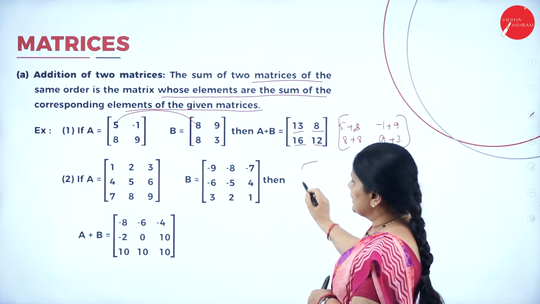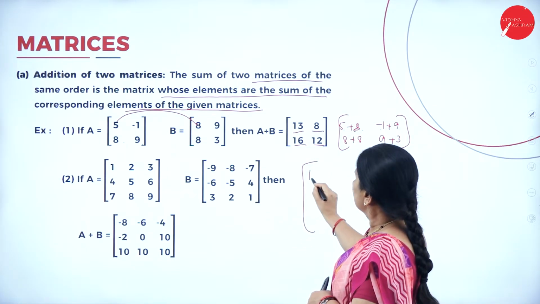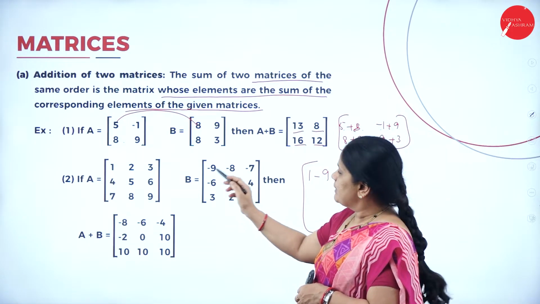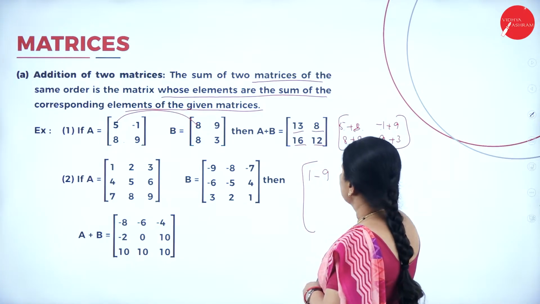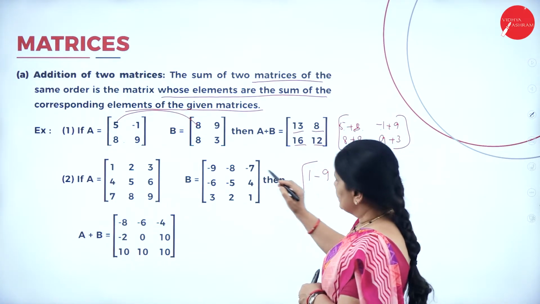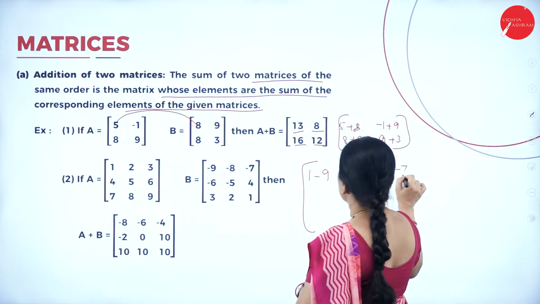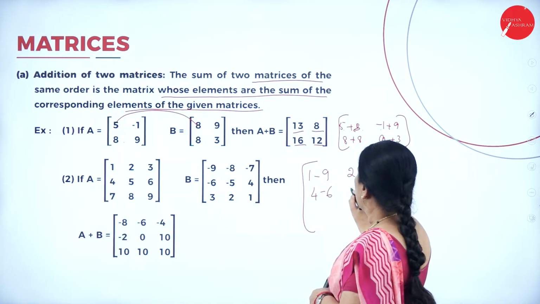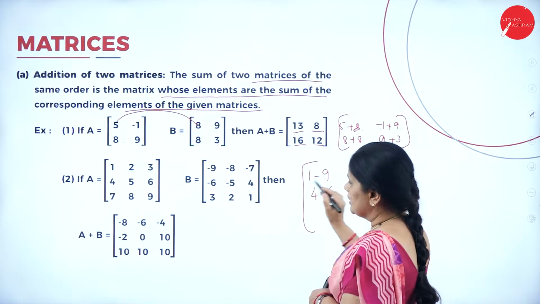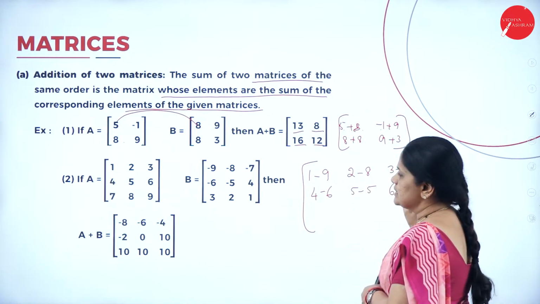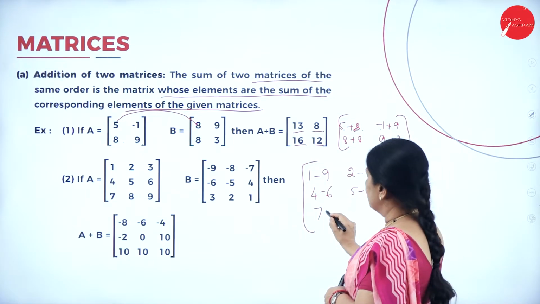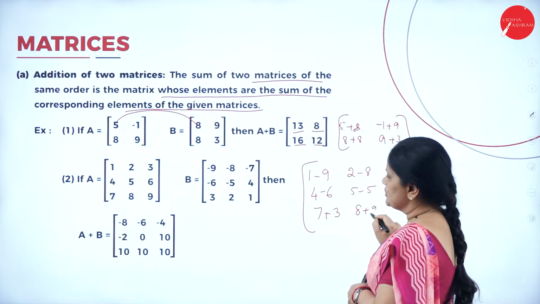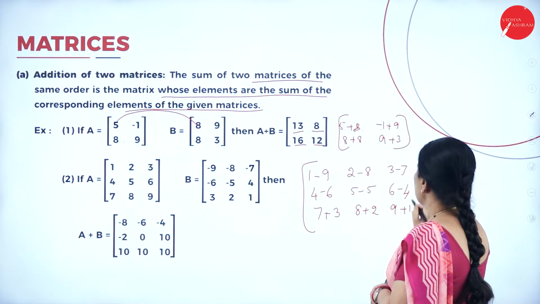So, here if you can see, 1 plus minus 9, so it becomes 1 minus 9. Then 2 minus 8, then 3 minus 7, 4 minus 6, 5 minus 5, then 6 minus 4, 7 plus 3, 8 plus 2, 9 plus 1.